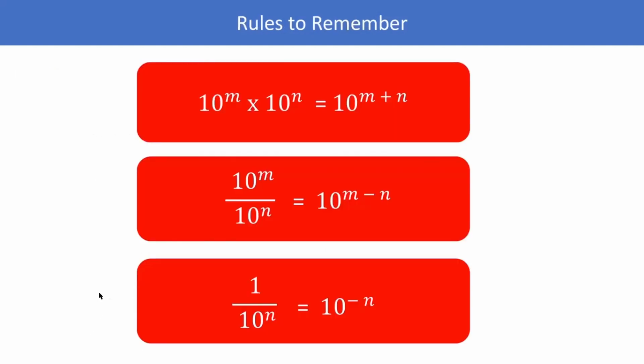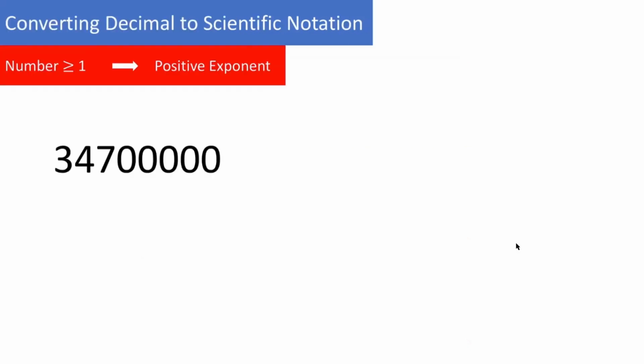So we need to remember these rules. 10 to the power m times 10 to the power n is 10 to the power m plus n. So when you're multiplying these two powers, you add the exponents. When you divide, you subtract the exponents. And 1 over 10 to the power n is equal to 10 to the power negative n. We'll see how we are going to be using them.